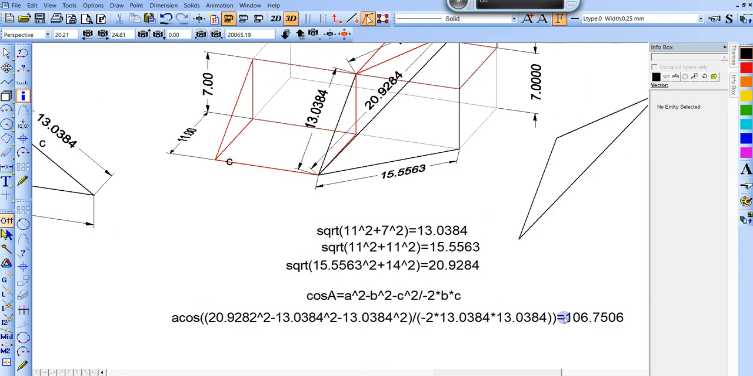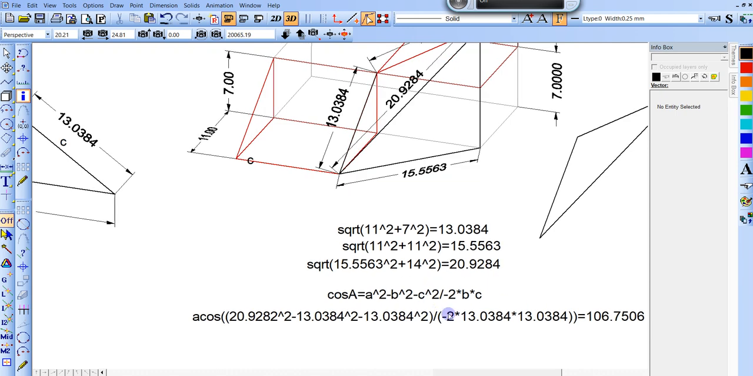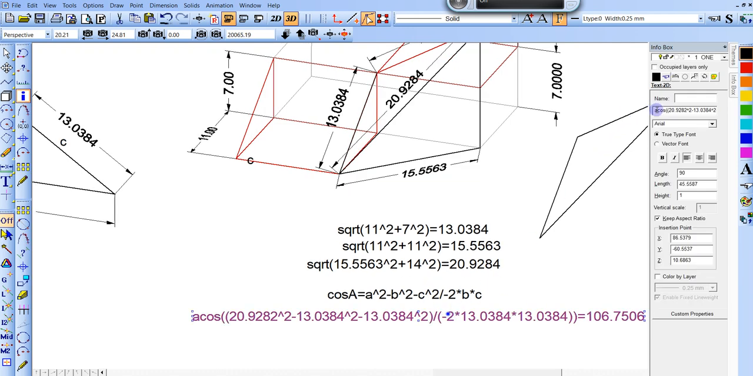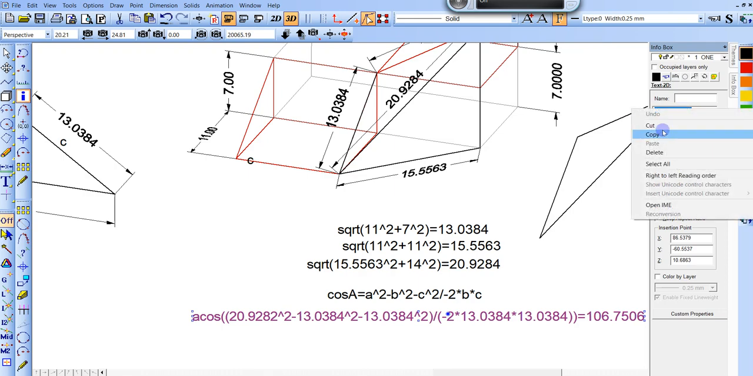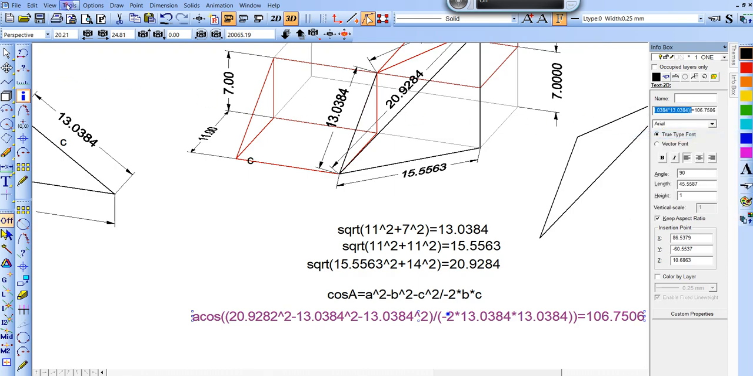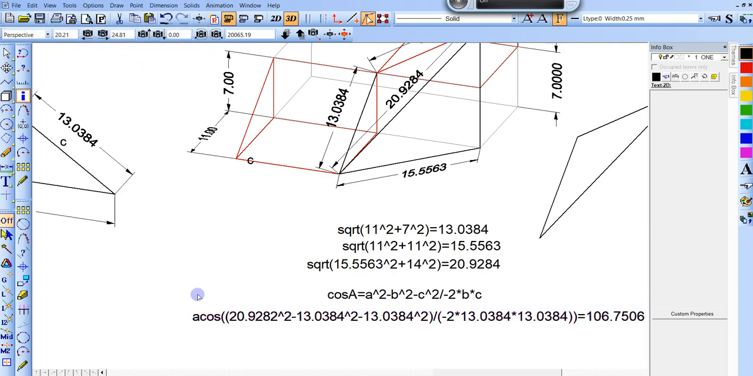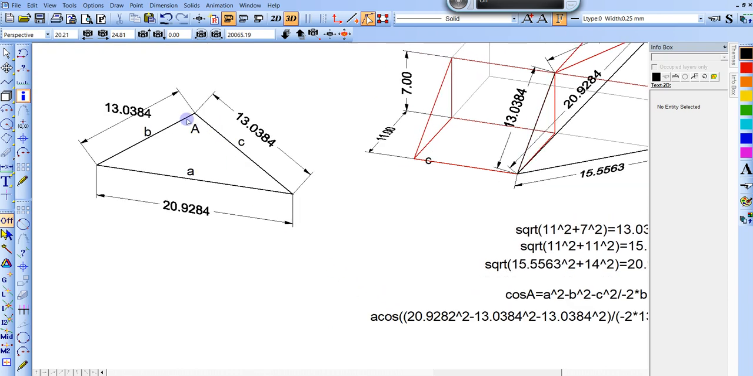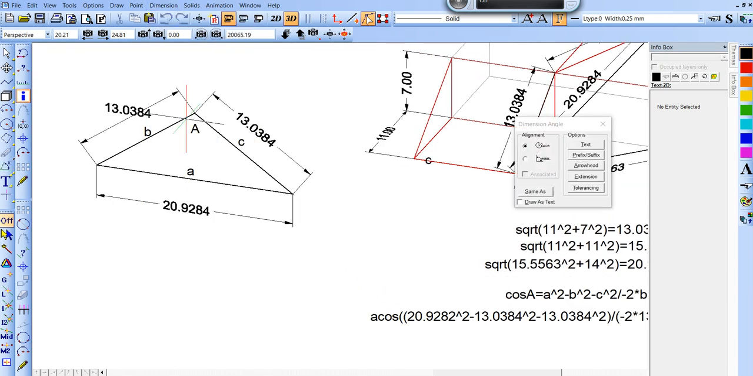And then that'll give you 106. If you get the arc cosine of that, you get 106.75. So that's what I did, and that formula is exactly where I got it. I go like this, copy, go to tools and calculator, control V, enter, you get 106.75. So that's how you calculate that angle, Alt N A.